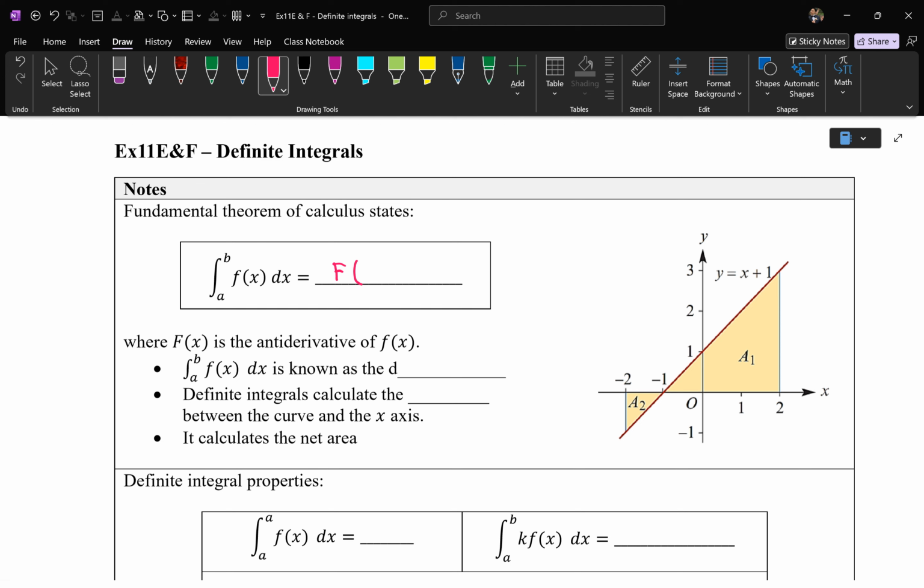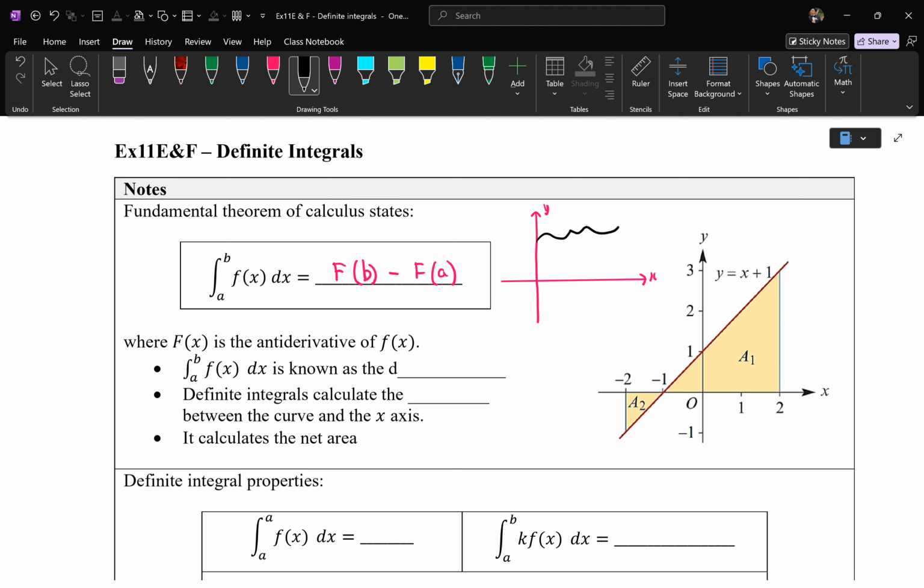So derivative of some function gives you this f of x curve, right? So F of b, well, I'll do a little b, minus F of a. In a nutshell, you can kind of picture like this.